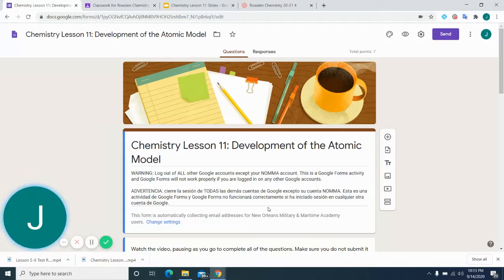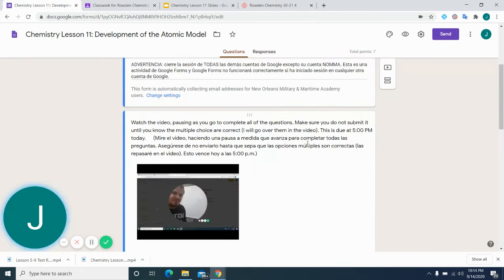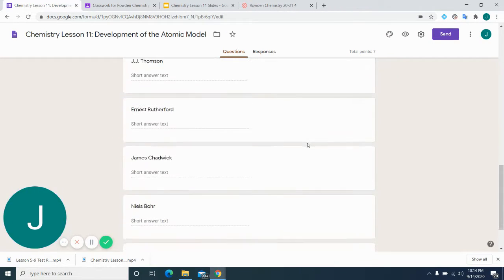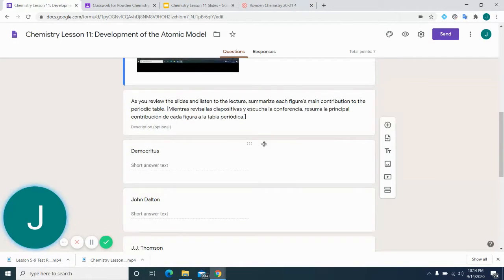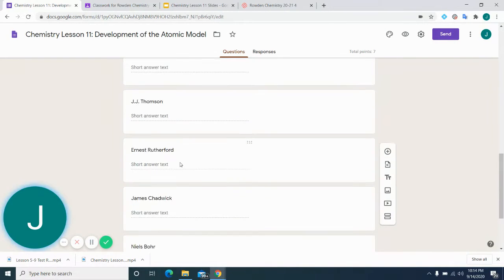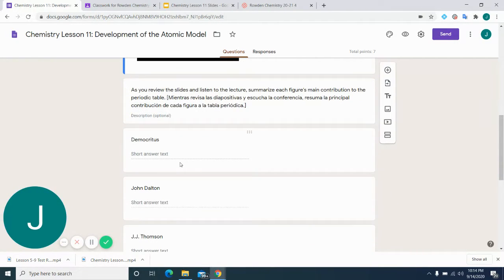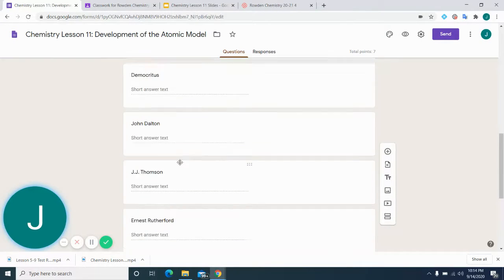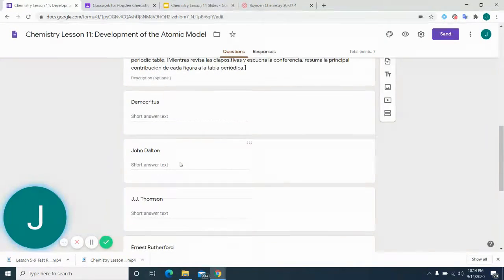11, the development of the early atomic model. Now, for this lesson, it's a little bit different. If you look, there's not going to be any math, which some of you might appreciate. There's just some important figures, and what you're going to do is just jot down some notes about what each figure did that helped the development of the atomic model. So you can mention what it was they discovered and what that did for the progression of the atomic model.